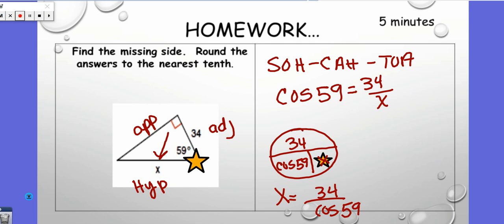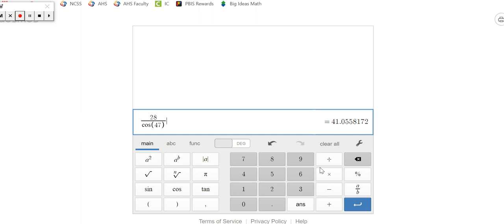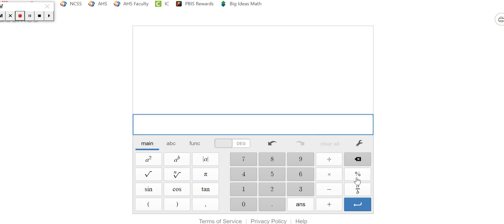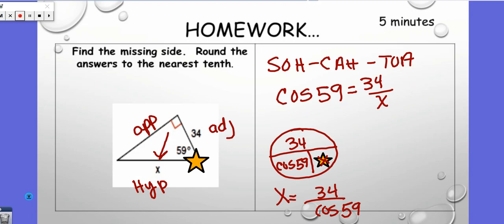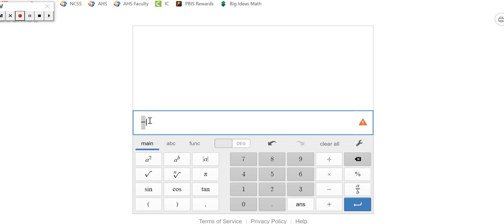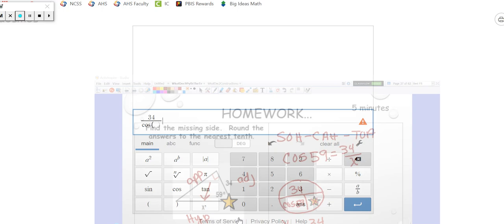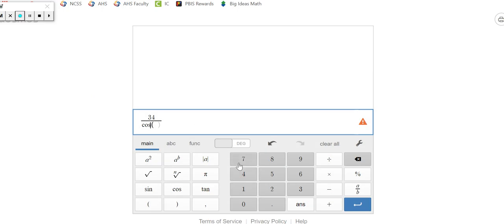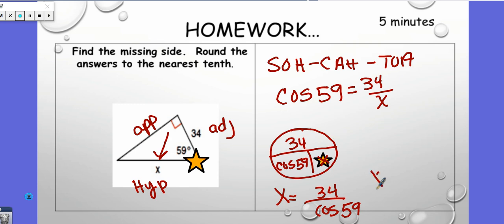So let me go look that up. Clear. This is 34 over the cosine of 59 is 66.0. So x equals 66.0. All right, so we're done with that one.